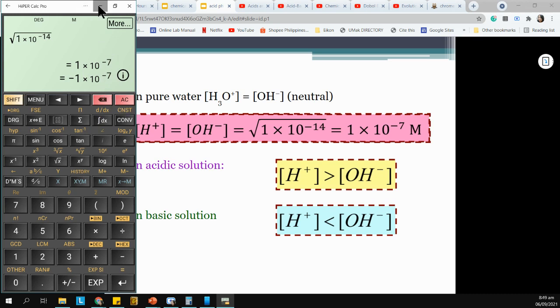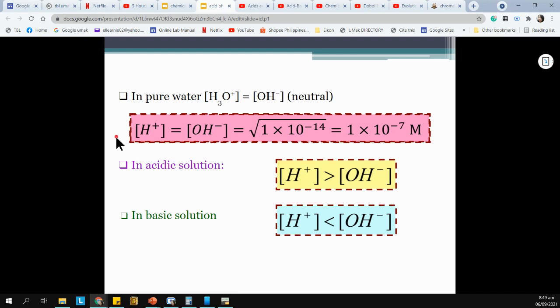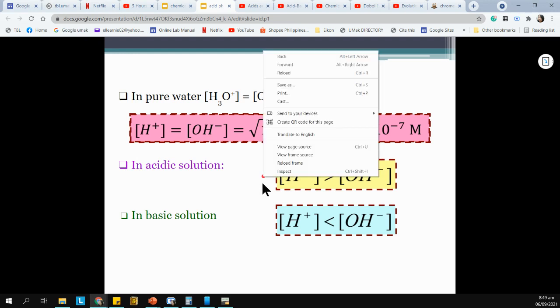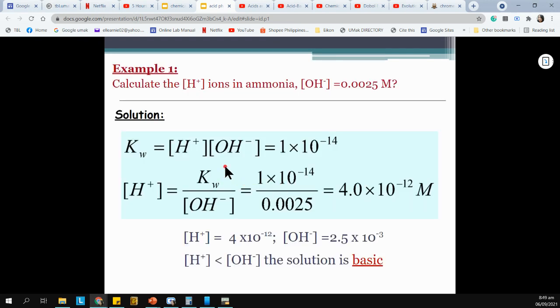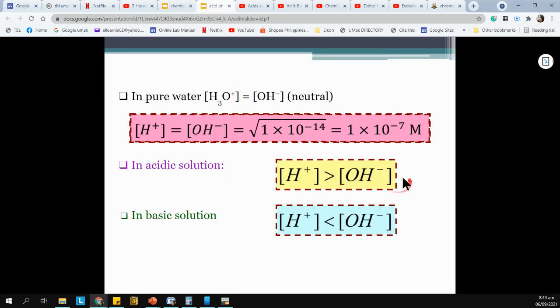Now, please take note that for acidic solutions, the hydrogen ion concentration is higher than the hydroxide value. Okay? For basic solution, the hydroxide is the one that is higher compared to the hydrogen concentration. So yeah.